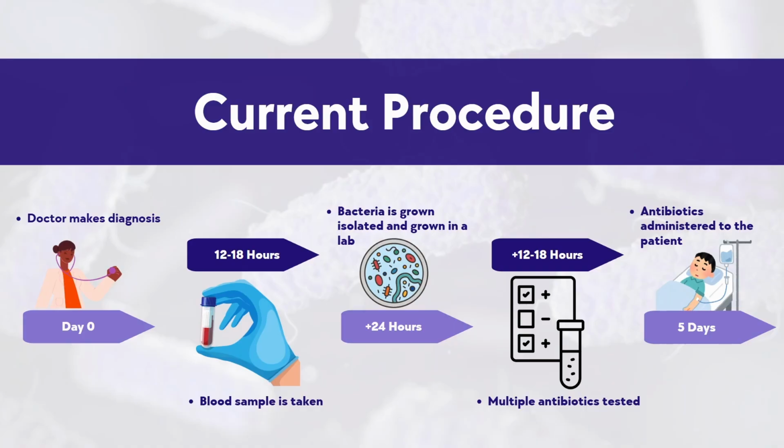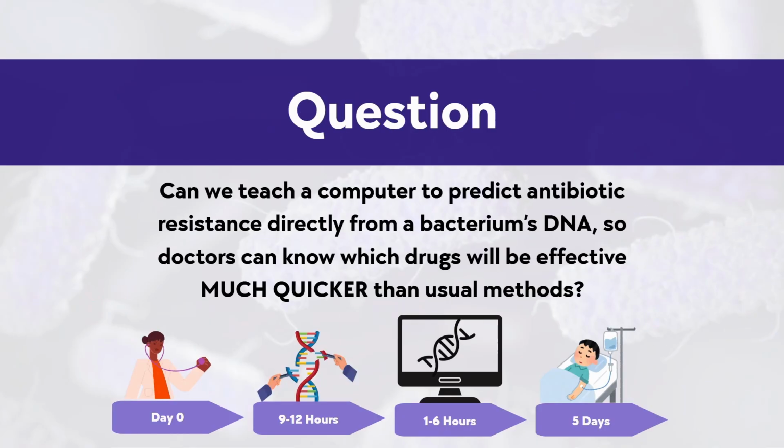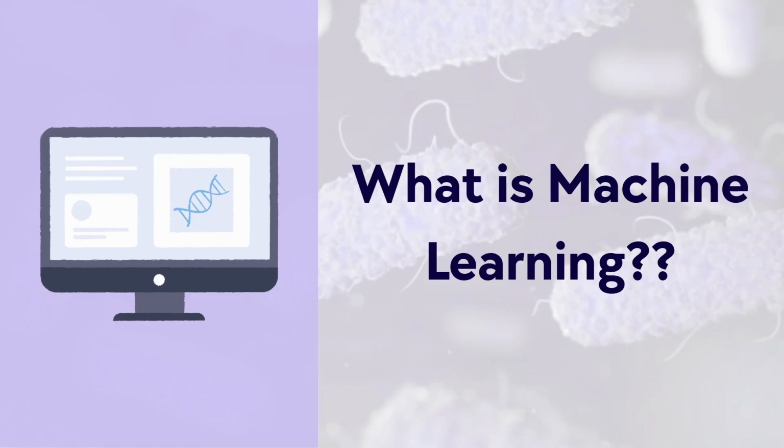If the wrong antibiotics is given, it also wastes valuable time before the right treatment can begin. Globally, bloodstream infections were responsible for about 2.91 million deaths in 2019. So how does my research try to solve this problem? Well, I wanted to know, could a computer learn to read bacterial DNA and predict which antibiotics will work, giving doctors answers in hours instead of days? Well, let's look at how I did it.